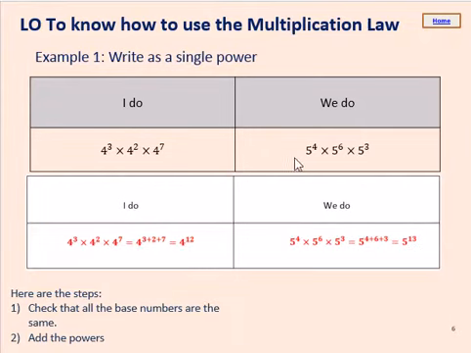Okay, so for the first one, 5 to the power 4 times 5 to the power 6 times 5 to the power 3. We can check the base numbers are all 5, yes, they're all the same. And for our answer, to write this as a single power, it's going to be 5 to the power of 4 plus 6 plus 3. These 3 powers added together. 4 plus 6 plus 3 gives 13, so this is equal to 5 to the power 13.